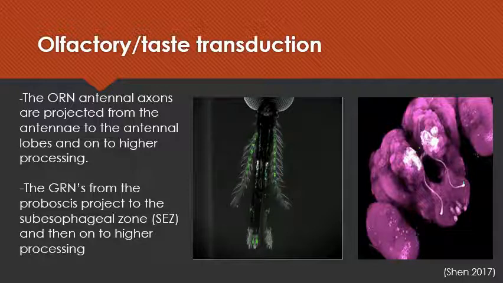As previously discussed, in olfaction, the ORN antennal axons are projected from the antenna to the antennal lobes and onto higher processing. In gustation, the neurons from the proboscis project to the subesophageal zone, the SEZ, and then onto higher processing. The picture on the left was taken by a light sheet microscope and allows us to visualize the olfactory receptor neurons in green found in the maxillary palp, the antenna, and the proboscis. The picture on the right shows where the olfactory neurons are innervating the brain in specific regions.